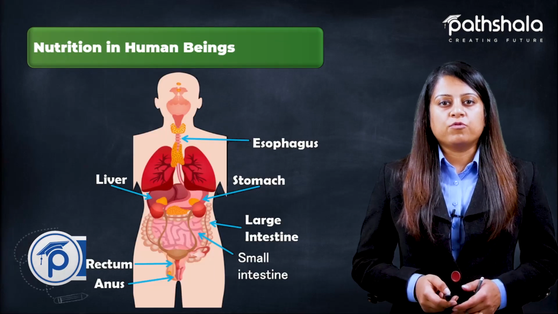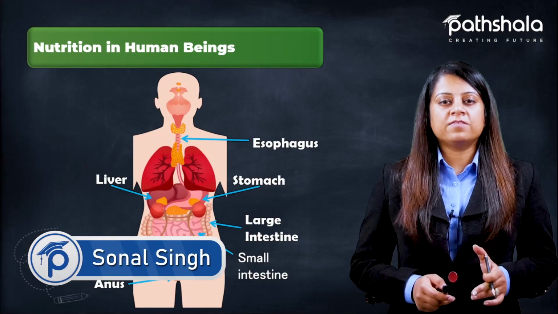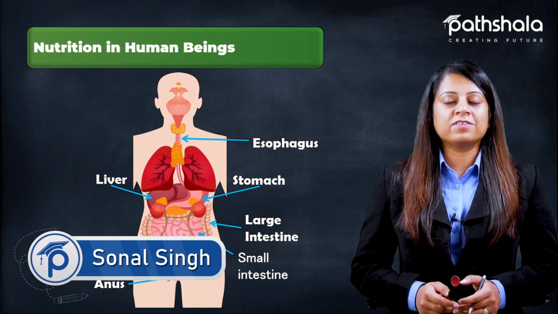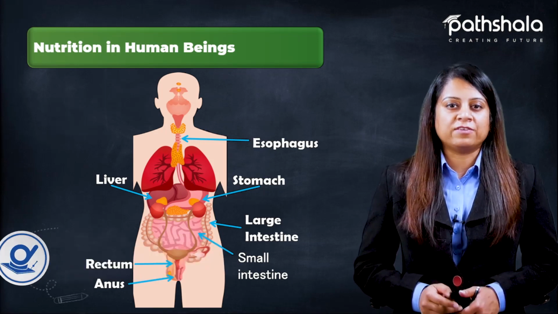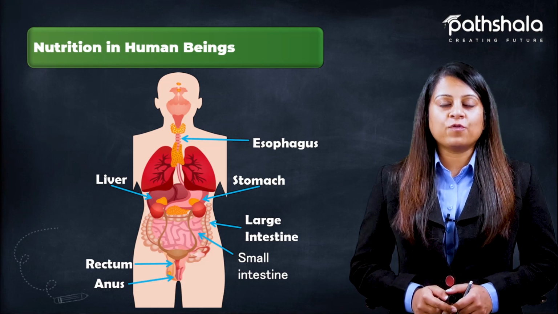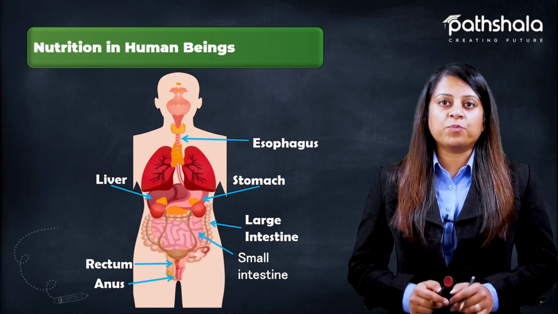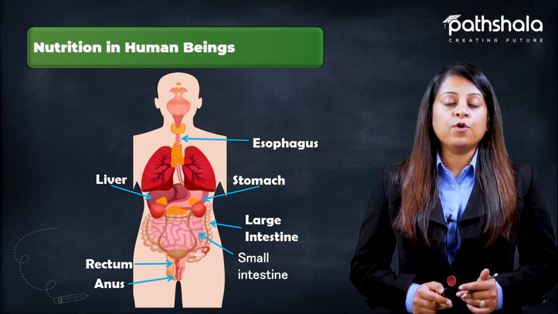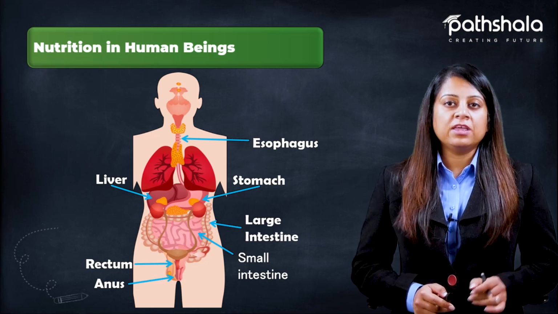Next, let us study about nutrition in human beings. So here is a diagrammatic representation of the digestive system. Various organs are involved in the process of digestion. So first is the esophagus, that is also known as the food pipe. It is basically a pathway that carries the food from the pharynx to the stomach.